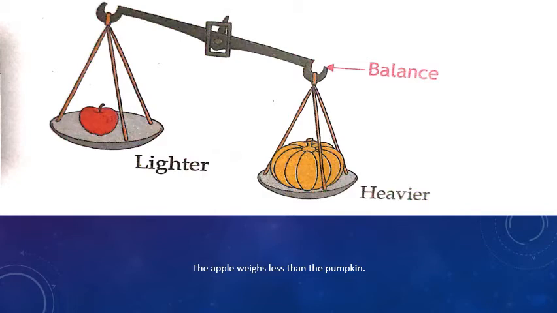Okay, so the pan containing heavier objects goes down. So children, the apple weighs less than the pumpkin.